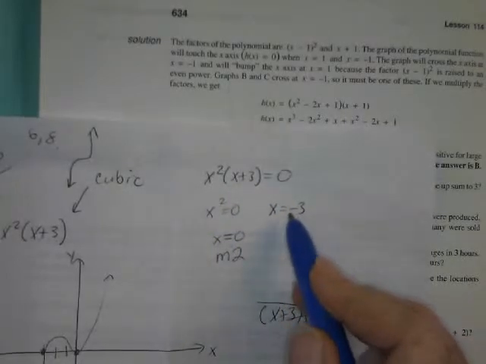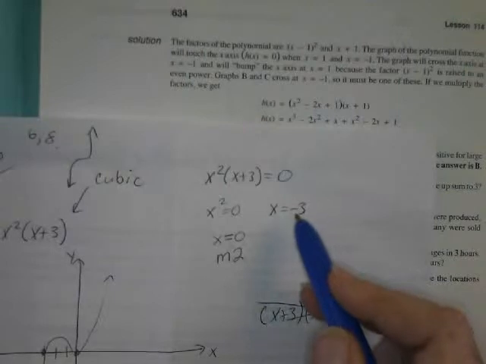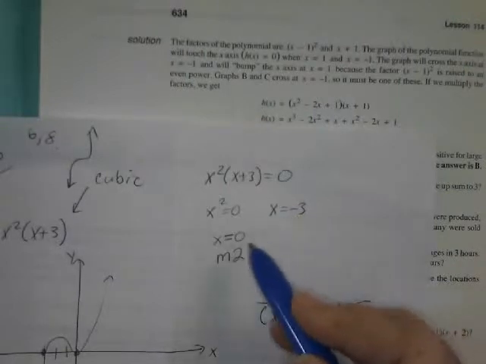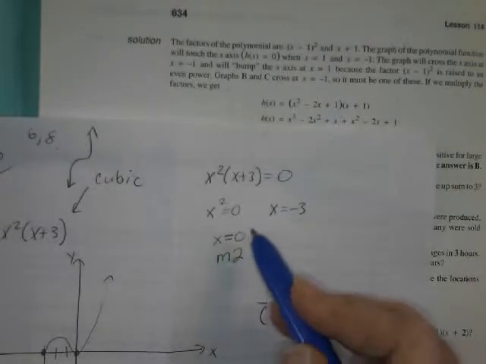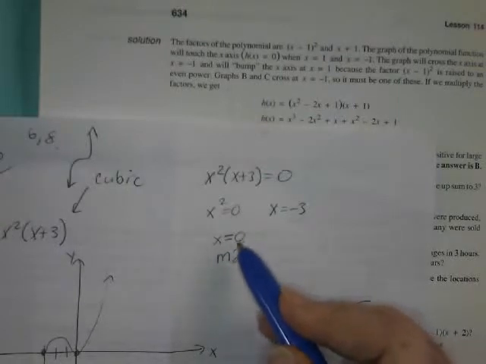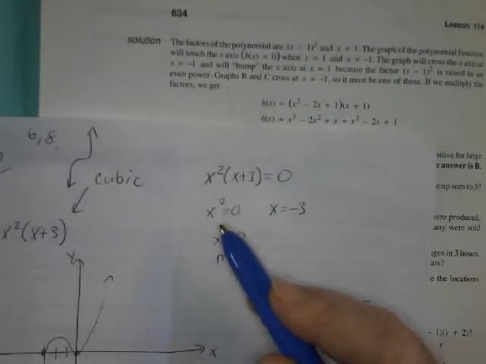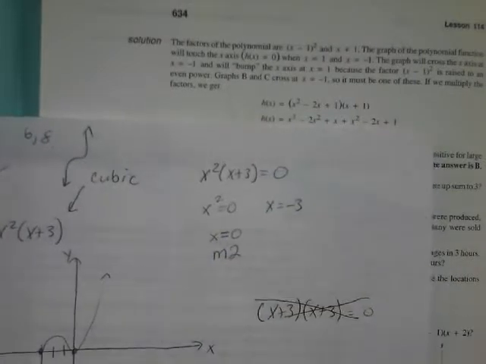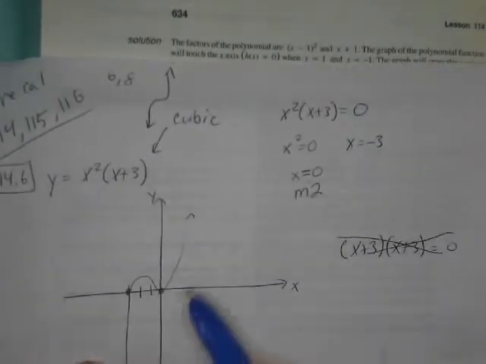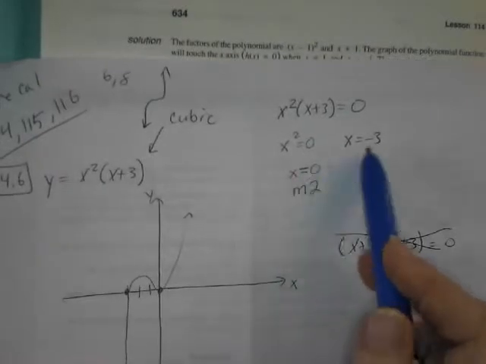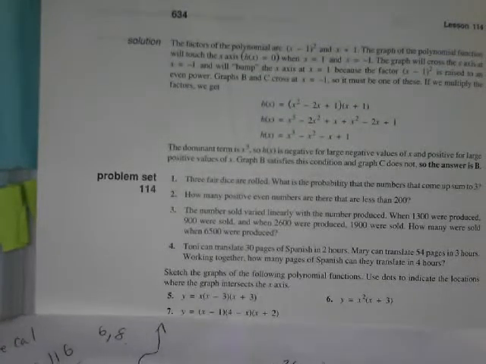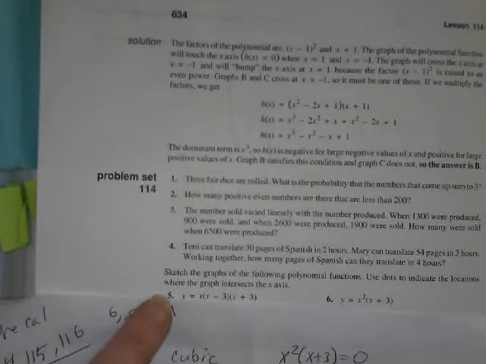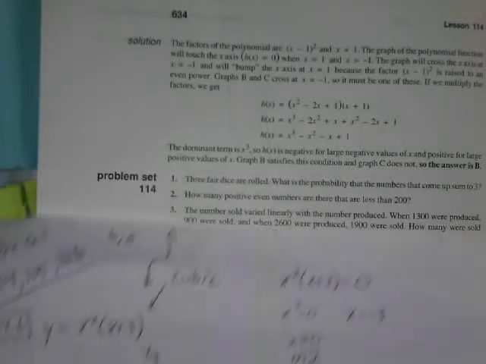So this means we're going to cross the x-axis at negative 3. And this tells me whenever you have an even multiplicity, I call it bumping the axis. You're just going to hit it and then come back, going back in the same direction you came from. So in either case, you're going to put little dots. It told us to put dots wherever. It said right here on 6, use dots to indicate the locations where the graph intersects.